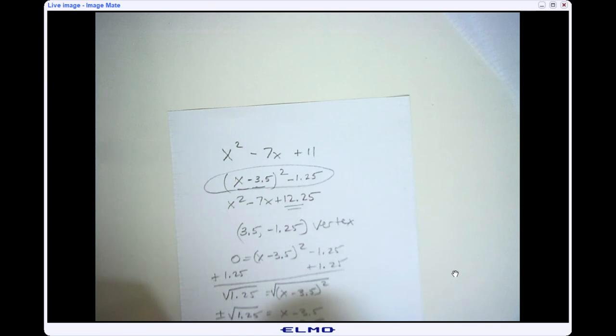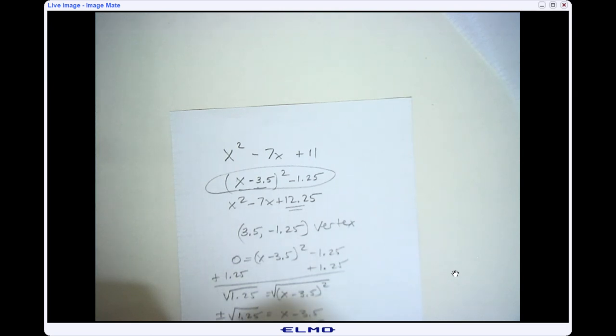And again, this is the exact answer. If you want an approximate answer, you can square root this on your calculator, round to the nearest hundredth, and then add that to 3.5, and then subtract that value from 3.5 to get your x-intercepts.